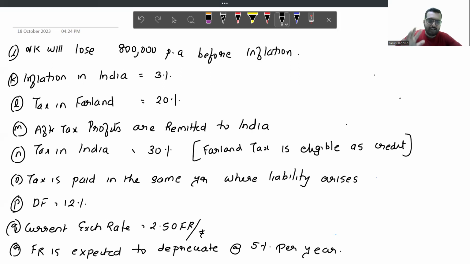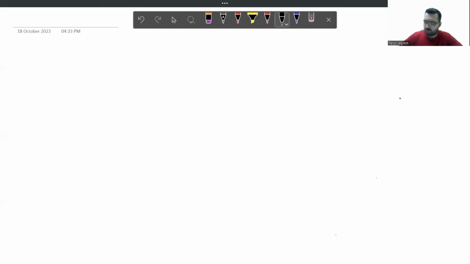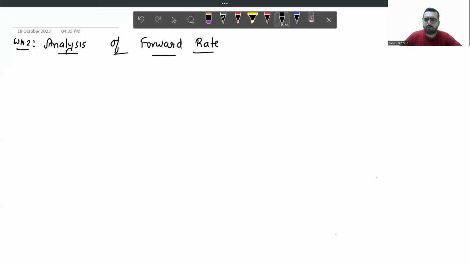All right. Now, I think we are done with the data. What I will do from this is first find out the hidden information. So I'll write down working note number 2, analysis of forward rate. Let me work out the forward rate. So now we can juggle at our convenience. Bhavya, you mean to say shuffle the questions? Yes, you can do that.